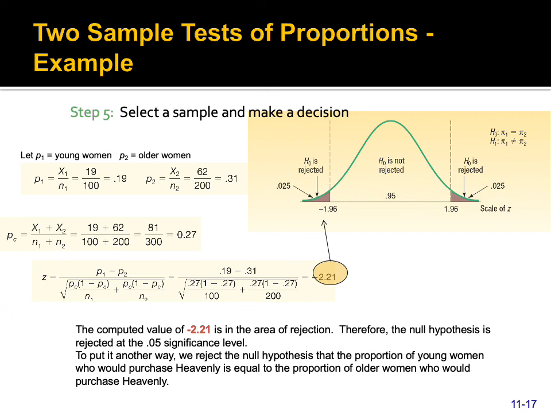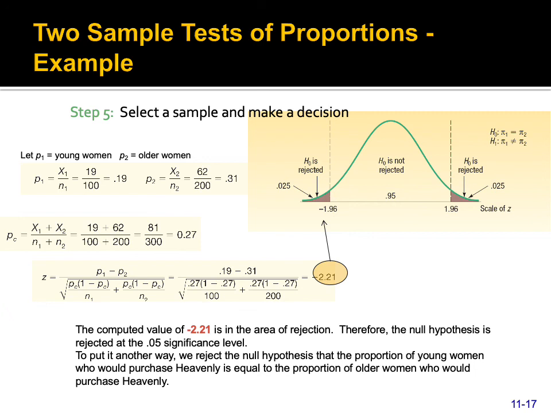Okay, so we find here that the test statistic is negative 2.21, right? And that is in our rejection region. Therefore, the null hypothesis is rejected. So to put it another way, we reject the null that the proportion of young women who would purchase Heavenly is equal to the proportion of older women who would purchase Heavenly.